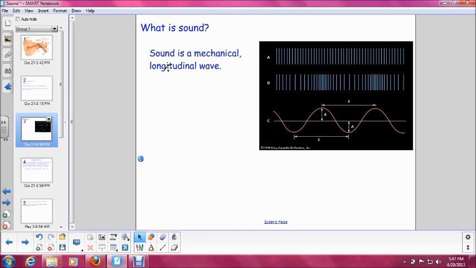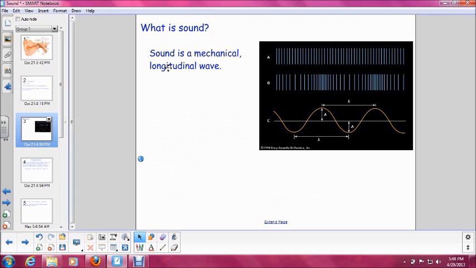So, in those sci-fi movies where the spaceship explodes in the middle of outer space and it makes this giant boom, that wouldn't actually happen. The boom would not exist because space is a vacuum. There is no material for the sound to travel through. Therefore, there will be no sound. So it needs a medium. What that medium is doesn't really matter, as long as there's matter for it to travel through.